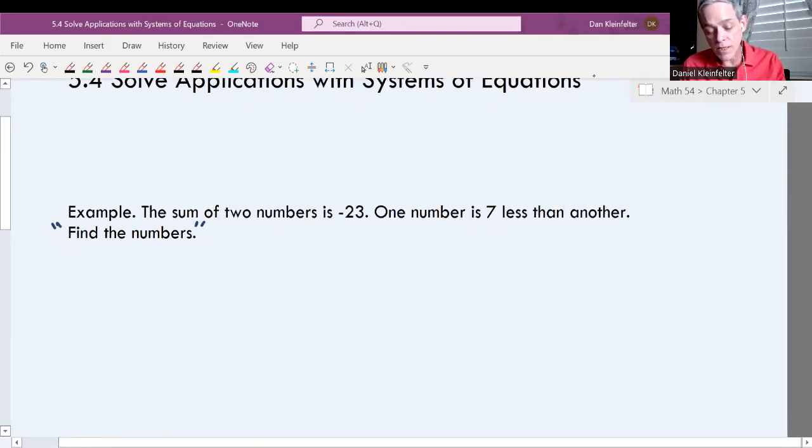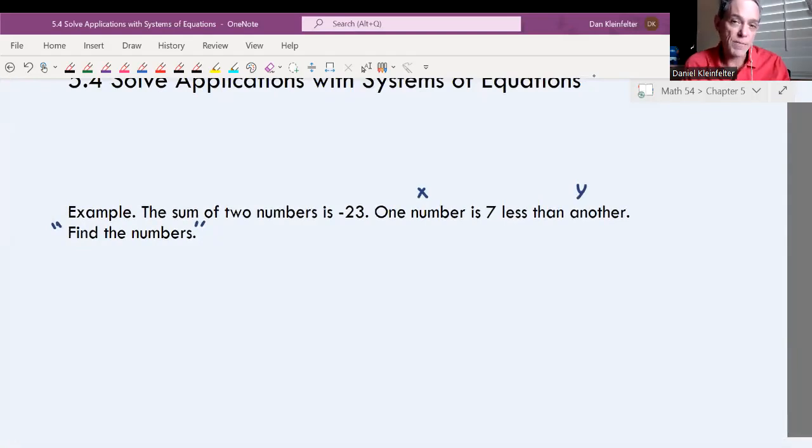Okay, so I'm going to make the one number be the x, and whatever the another number is, the y. So one number will be x, and another number will be y. Here it says the sum of two numbers. Sum means addition, so we're adding those two numbers together, and it's going to be negative 23. So that's what our first equation is like. Now, one number, that's the x, is 7 less than another. You have to be careful with less than because remember, subtraction is not commutative. It matters what order you subtract in, right?